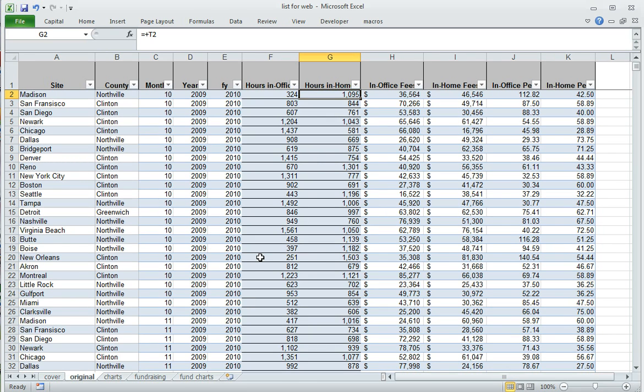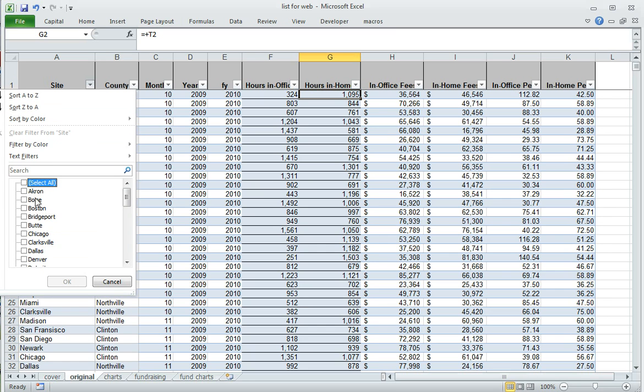This is data that would be typical of an organization providing some sort of counseling service or visits within the office. And I'm breaking data out here by site, by county, and then I'm showing the number of hours of service that were provided in the office, number of hours that were provided in home, and the fees that were generated for each of those. I have data here for about 5 years, so there's about 3,000 lines of data. There's quite a bit of data available.